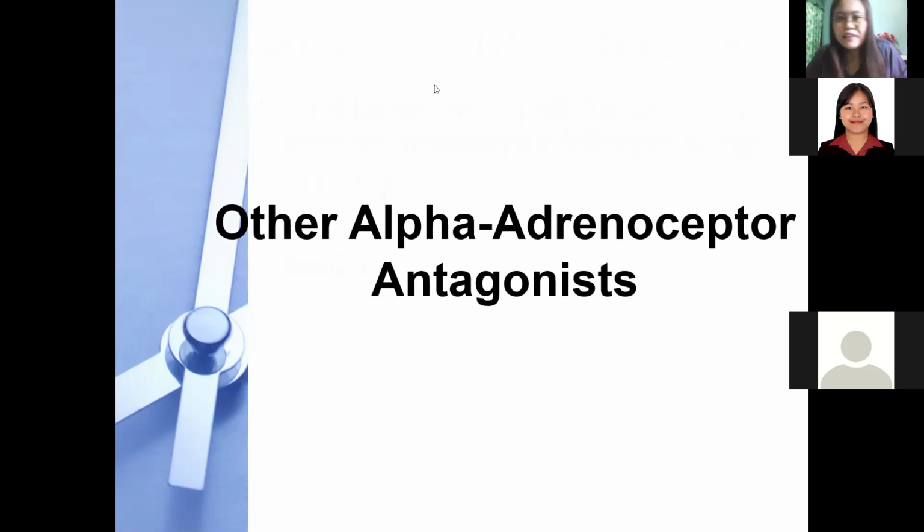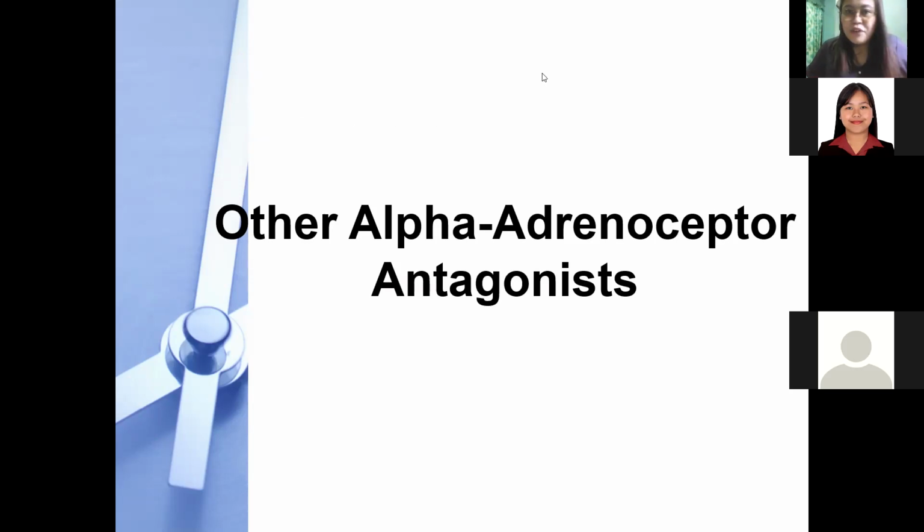Okay, so let's talk about other alpha adrenoceptor antagonists. Oblong is called a caplet. They changed the appearance of Biogesic now, no? So it is no longer a round tablet, we call it a caplet. It looks like a capsule. Okay? Caplet. I'm not really sure why they changed the appearance, but it's the same thing. The brand is still the same. The generic is the same. Only the appearance of the tablet is different.